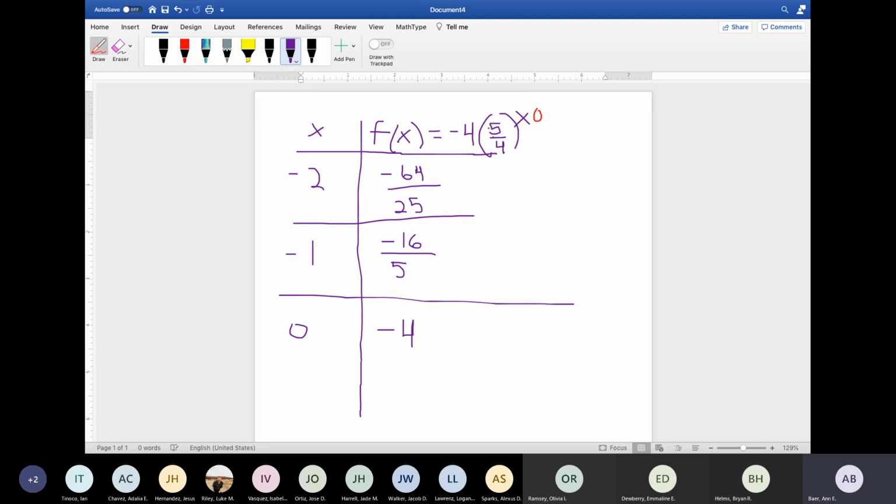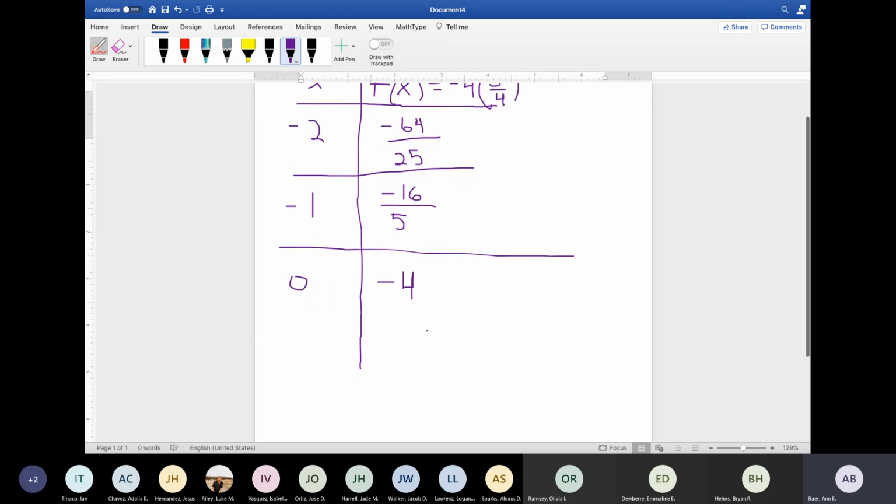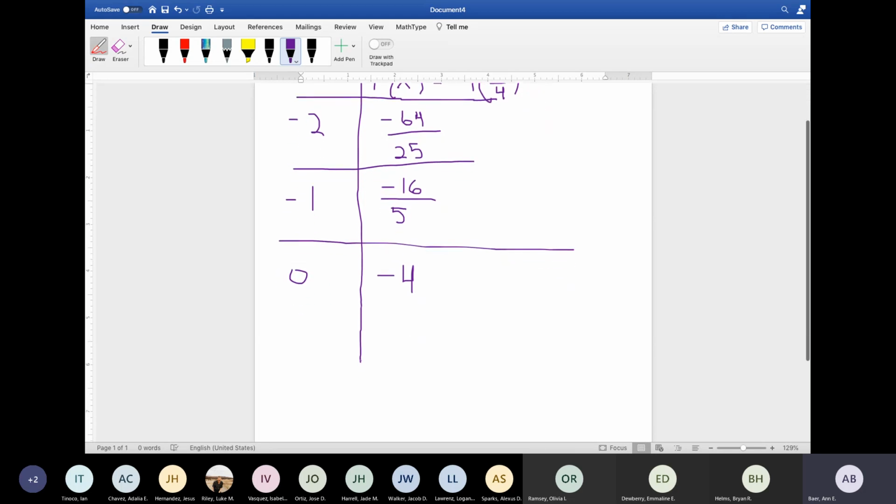That makes sense because any number to the 0 power other than 0 is 1. If you have 0 to the 0 power, it doesn't work. But any other number to the 0 power is 1. And 1 here times -4 is -4. That's how I know that's correct. That's a nice double check.